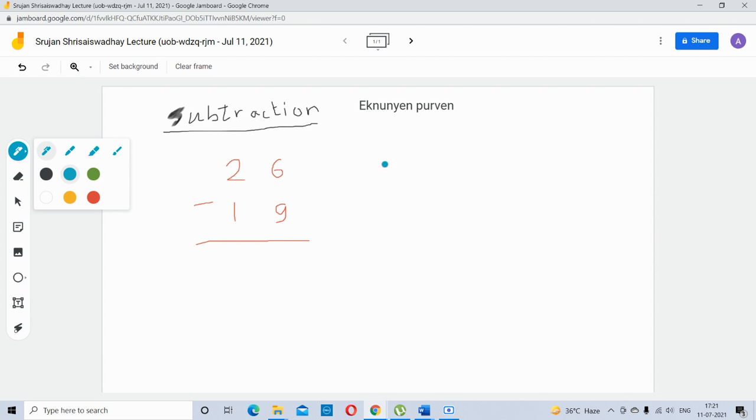So 6 minus 9. The first step, I'll write down the step: 6 minus 9 comes out to be minus 3, isn't it? 6 minus 9 is minus 3 because we simply subtract the smaller number from the greater number, and the sign of that greater number is given to the answer. So the answer is minus 3.